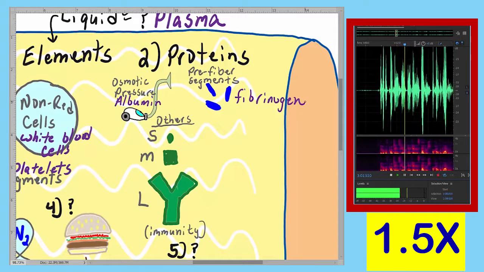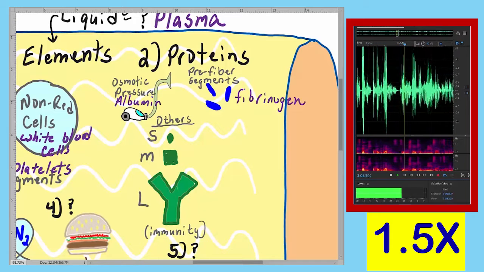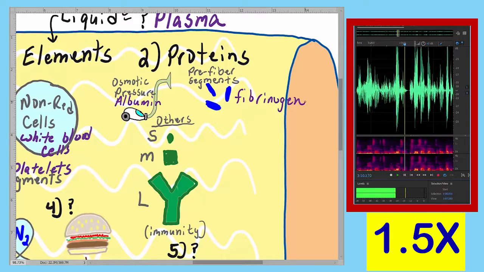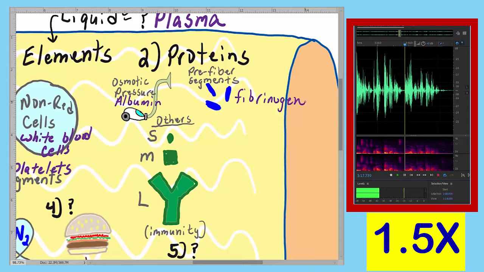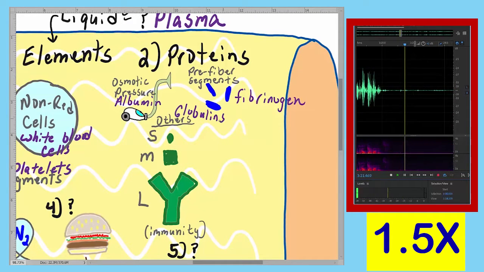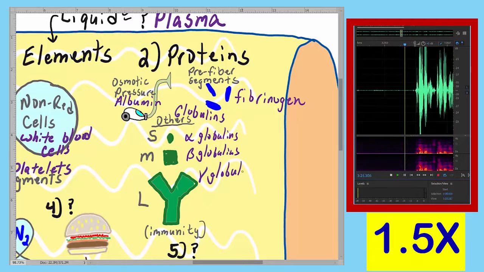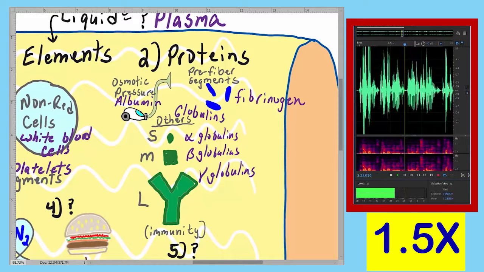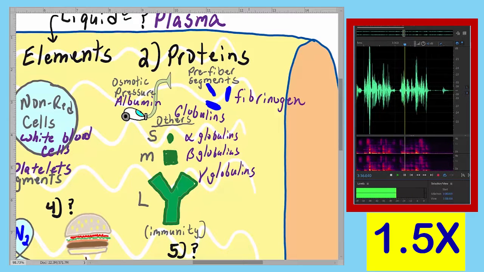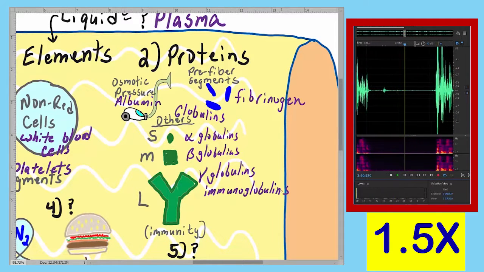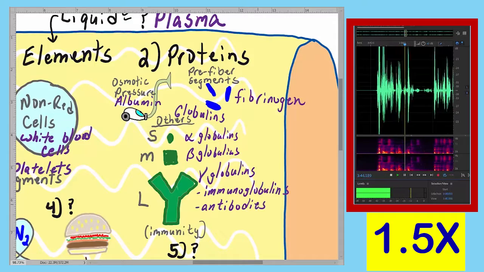The group of proteins here indicated as others are called the globulins. Some of them are small, some of them are medium-sized, and some of them have a large size. The small-sized globulins are called alpha globulins. The medium-sized ones are called beta globulins, and the large ones are called gamma globulins. The gamma globulins, which are involved in immunity, are known by 2 other names. The first one is immunoglobulins, and the second one is antibodies. So we're going to indicate those 2 here. That's all we'll say about the proteins.